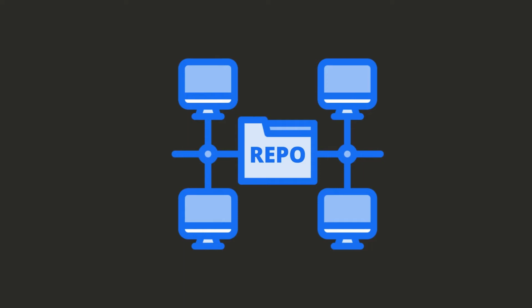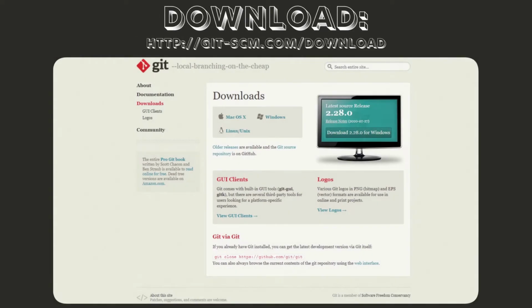The first thing that we have to do to use GitHub is install Git. We can do this by going to git-scm.com/download. While installing Git, make sure to keep all of the default settings.